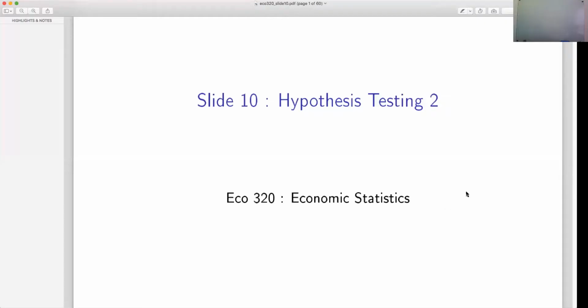Hello guys, today we are going to talk about hypothesis testing too. This is the second part of the section. In the first part, we talked about the two-sided test. But in this part, we're going to talk about the one-sided test. So graphically speaking, it looks like this.